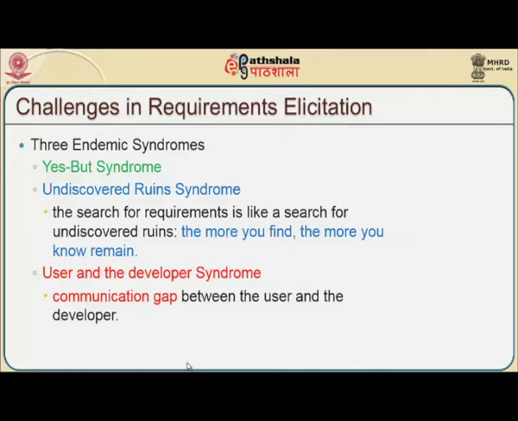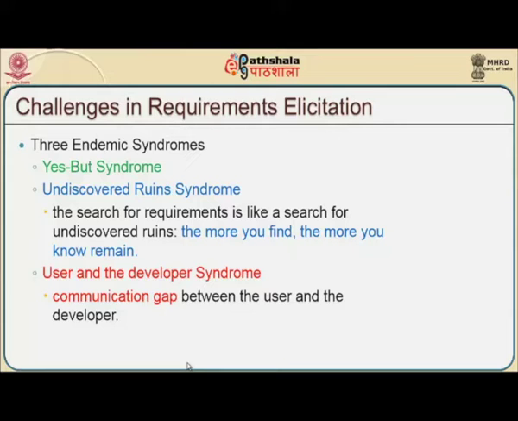Some of the challenges that we might face during this requirements elicitation process are three endemic syndromes. One is the yes but syndrome, where if you pose the stakeholders a question, they will come out with an answer of yes, that is what is required, but in a slightly different format. So they are not very consistent about what they exactly require, but they will put it as yes but, so it becomes a syndrome.